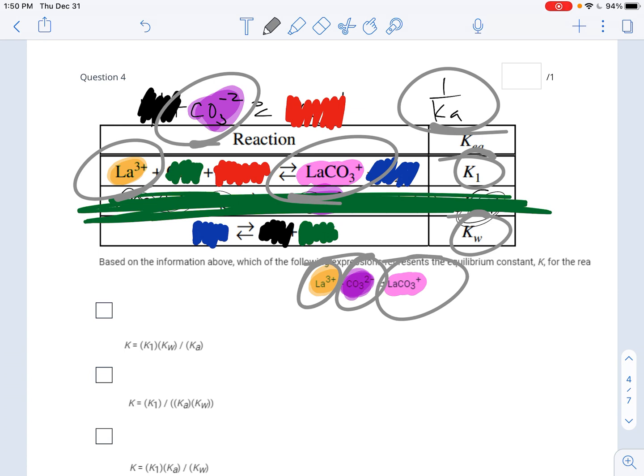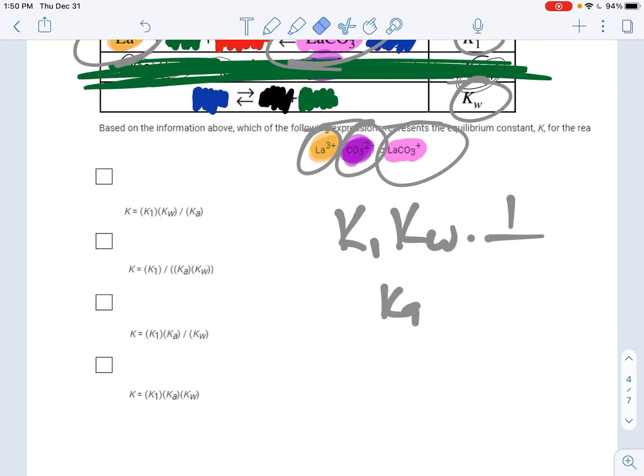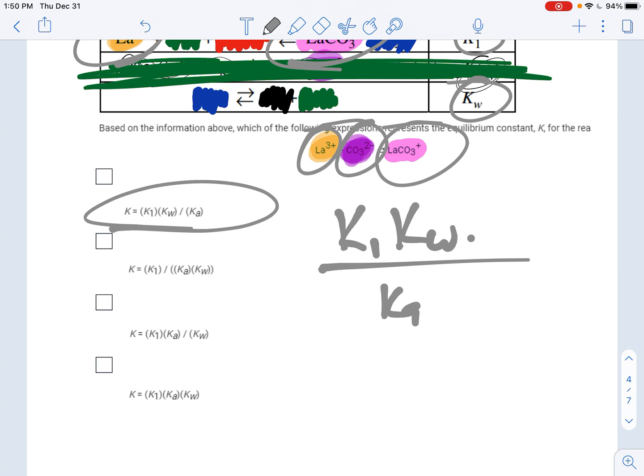Now when I add all those 3 equations up, I multiply everything together, so it's going to be K1 times Kw times 1 over Ka. So you're just going to end up dividing by the Ka. It's going to end up in the denominator down here. So you're going to look for K1, Kw, Ka. It looks like our first one here is our best one. K1 times Kw divided by Ka.